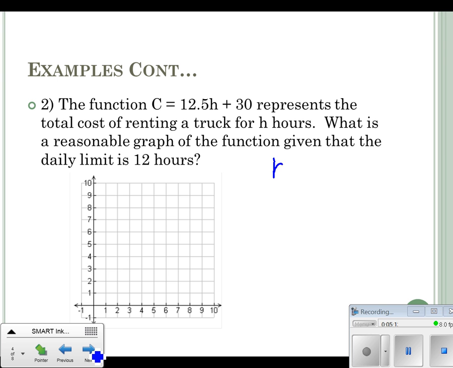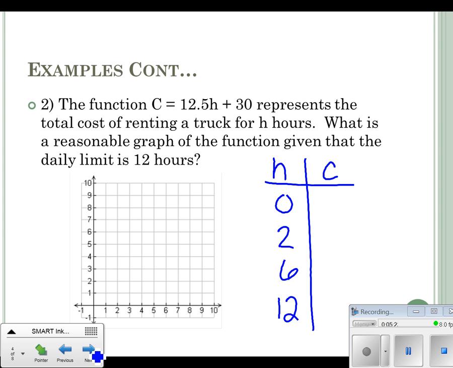So we're going to put in the hours, and then we're going to get out the cost. We're going to put in 0, how about 2, 6, and let's go to 12 since that limit is 12, so we'll go all the way to that limit. You can rent the truck for part of hours, so that means this is going to be a continuous graph because parts of the whole work.